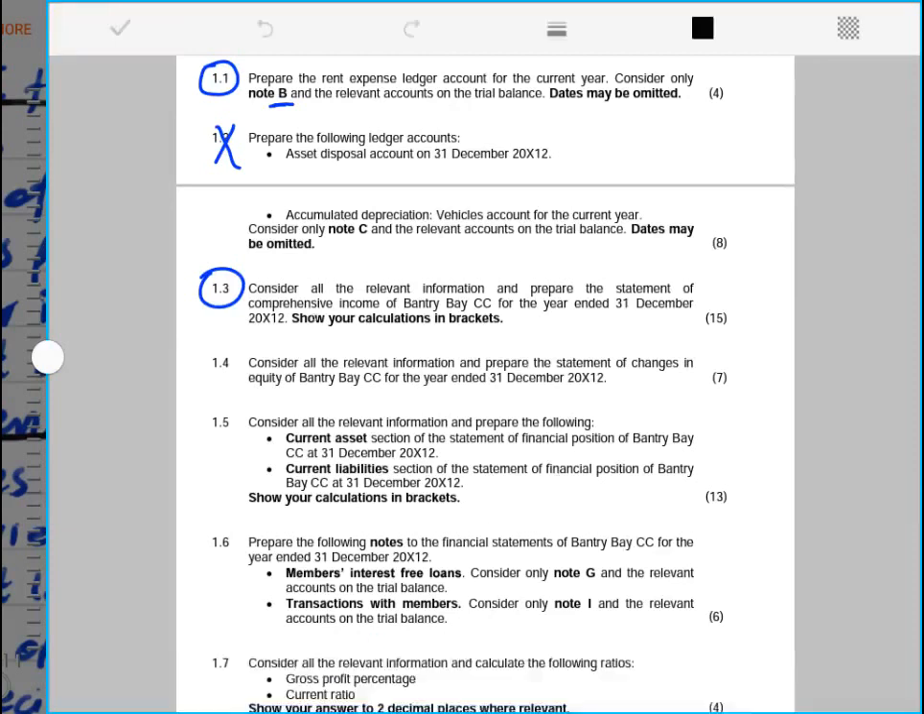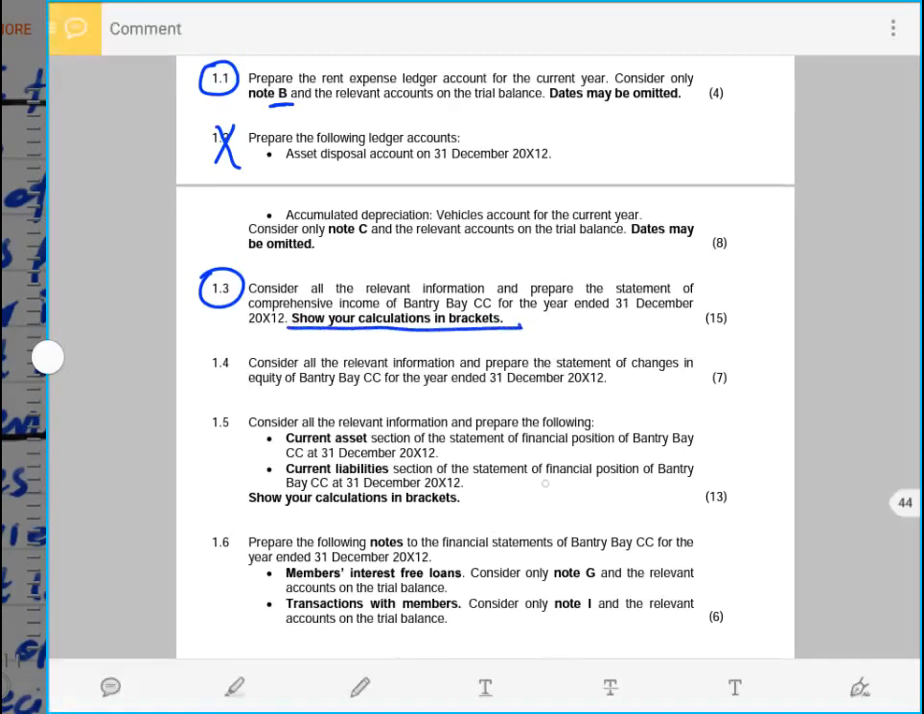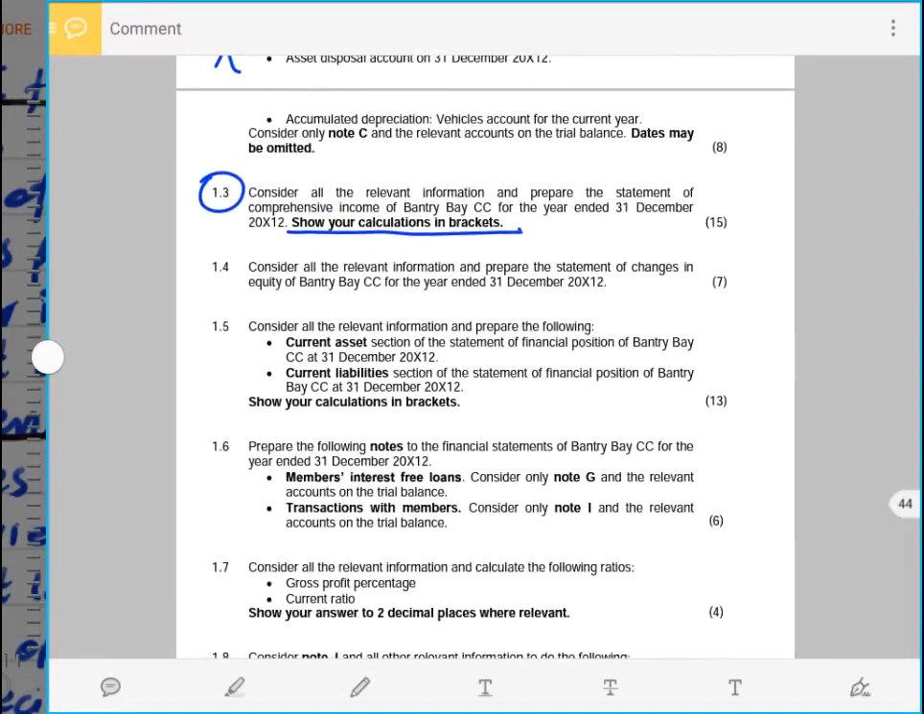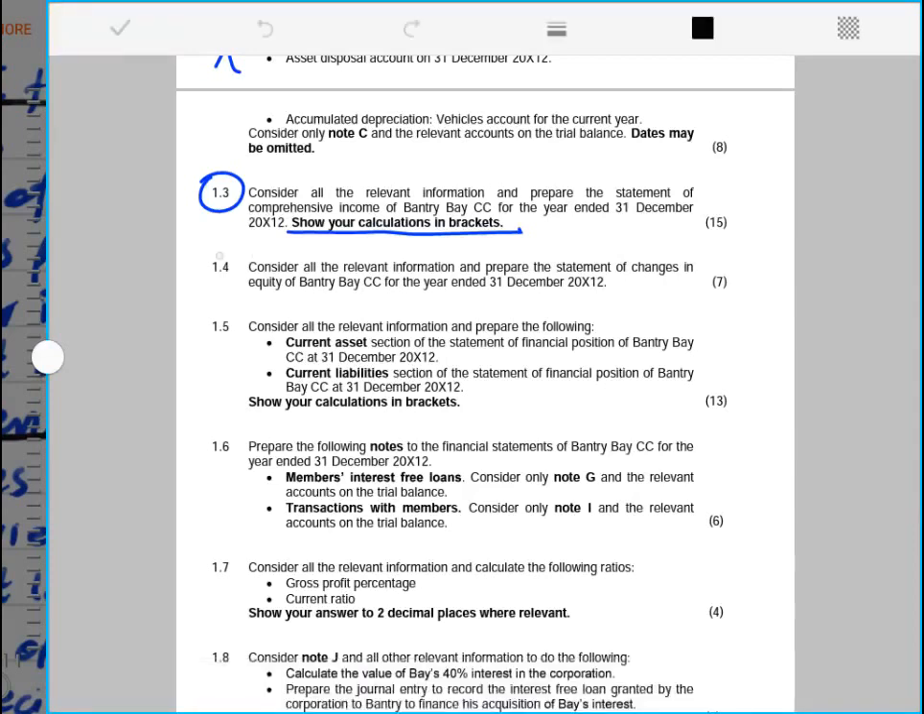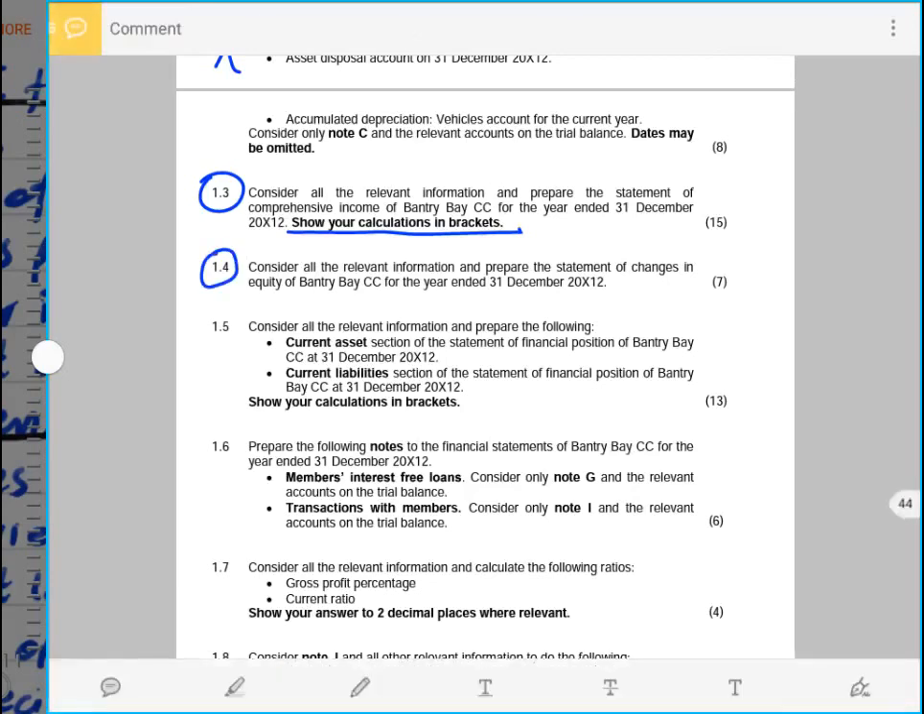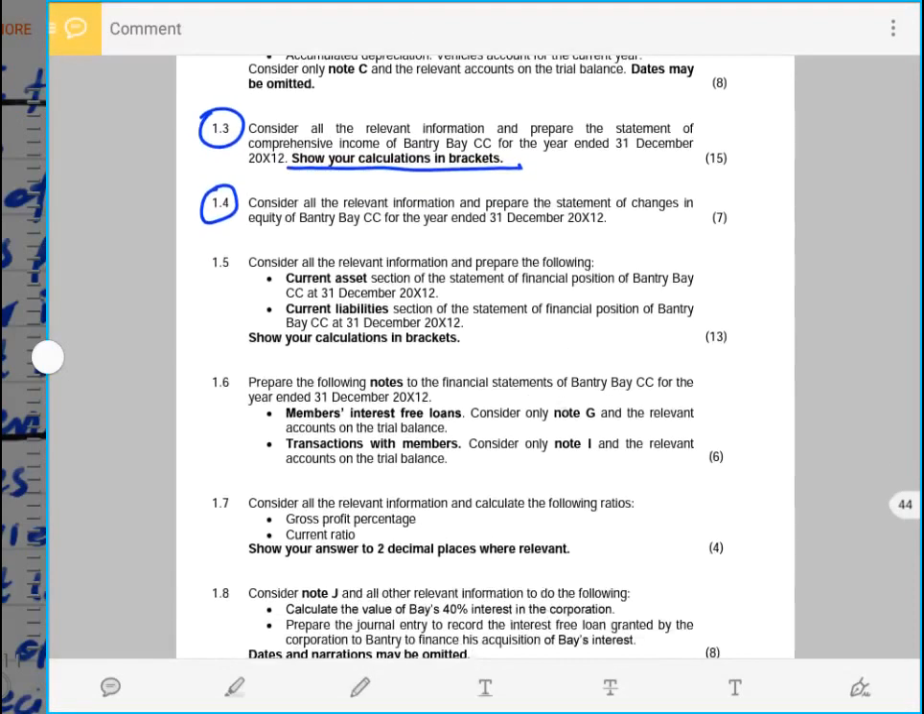And they say that we must show all the calculations in brackets, so I will do that together with you. 1.4 says consider the relevant information and prepare the statement of changes in equity of Bentley Bay Close Corporation for the year ended 31st December 2012. So now we are required here to do the statement of changes in equity for the close corporation, and I will have to do that as one of the important requirements.